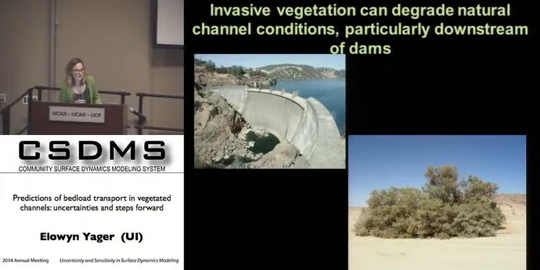But as Mariella pointed out in her excellent talk just before this, vegetation is not all good. So particularly downstream of dams, we can have invasive vegetation that takes over, like tamarisk, salt cedar, and that can significantly alter channel morphology, sediment transport, and flow.